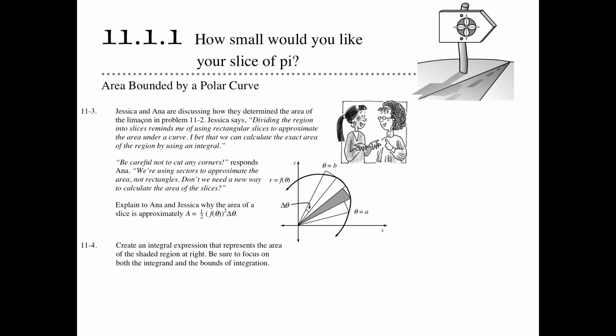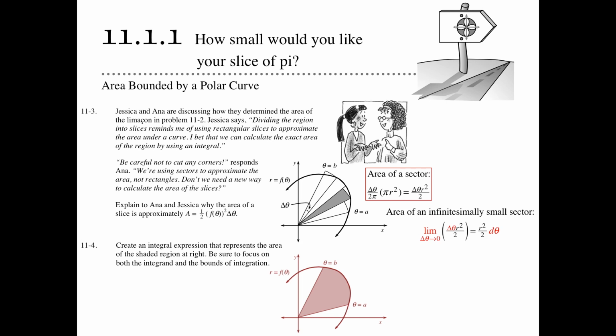Problems 11-3 and 11-4 will guide your students away from the formula for the area of a generic sector of a circle and towards finding the area of an entire polar region. Now, be aware that these problems offer very little guidance, so your teams might need crafty prompting from you to come up with the idea to use limits to rewrite the generic sectors as infinitesimally small sectors before integrating.